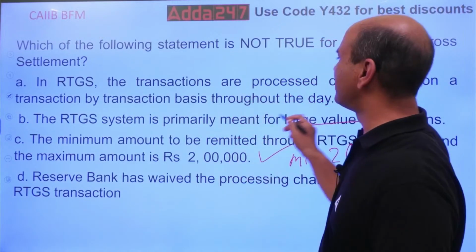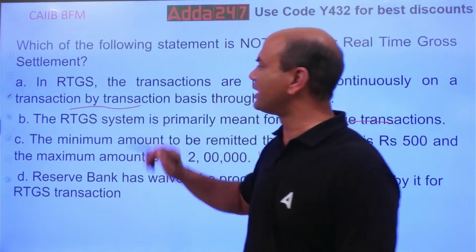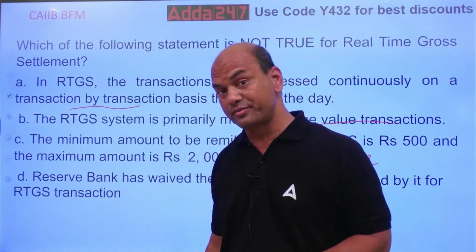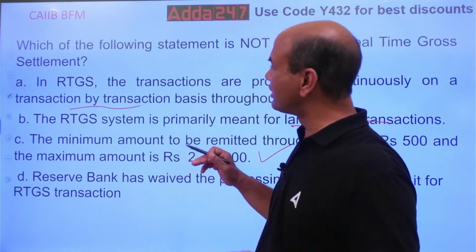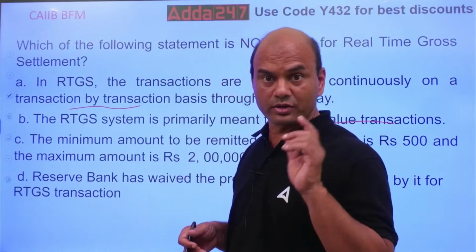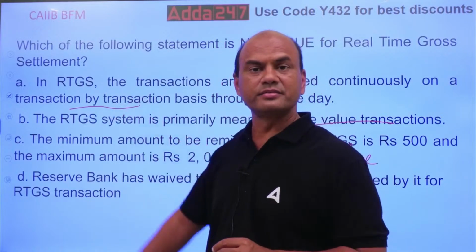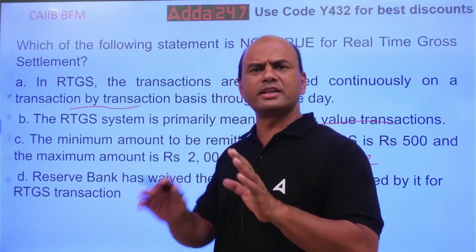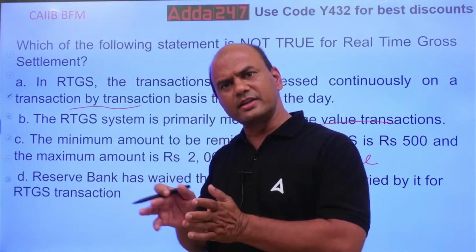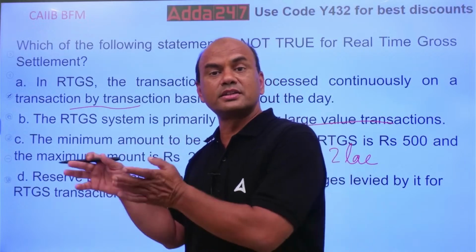Processed T by T basis. What do you mean by T by T basis? T by T means transaction by transaction. You understand the word RTGS, real time gross settlement. Gross means this T by T. Everything is done right now on this transaction only. Second transaction, second gross. Third transaction, third gross.